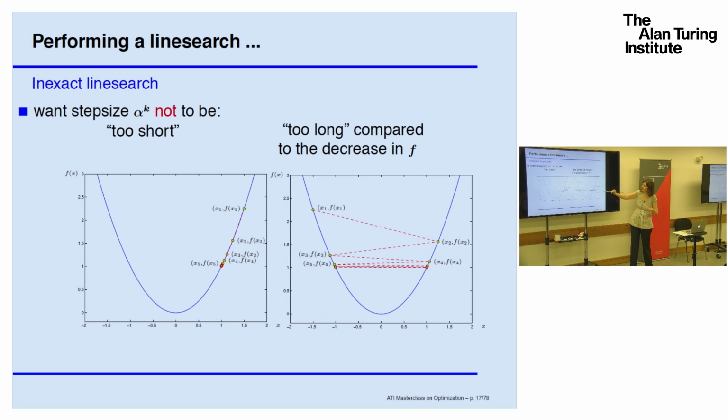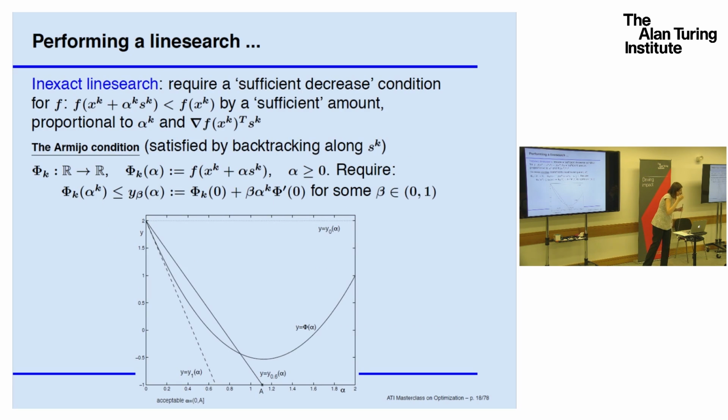So I want to design steps that are not too long, but also that are proportional to the decrease in f. All right. So I didn't want to get too technical in this. What do we require? We require that f goes down from f(xk) by some kind of sufficient amount. And this sufficient amount is proportional to the length of my step and some problem information. And the usual thing is this kind of angle here. In particular, we have the so-called Armijo condition, where, of course, we look along this direction sk.